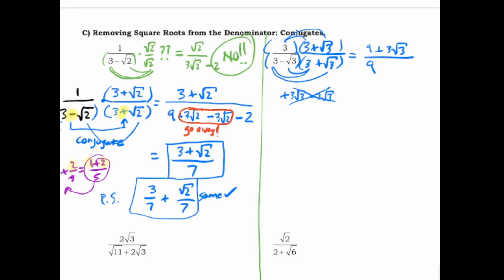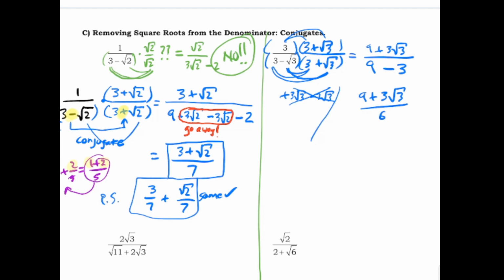But don't forget, you also have to go minus root 3 times plus root 3. Minus times plus is minus. Root 3 times root 3 is 3. What are we looking at here? I've got a 9 plus a 3 root 3 over a 6.